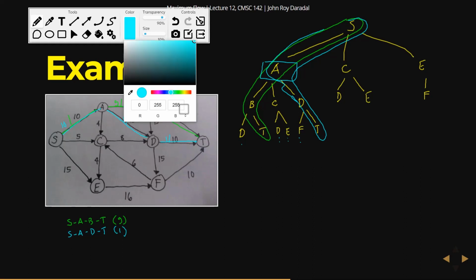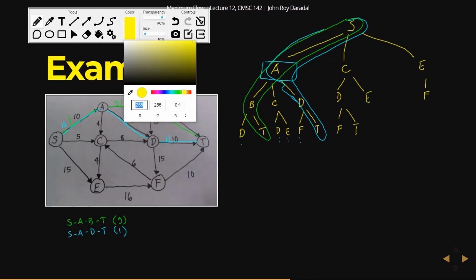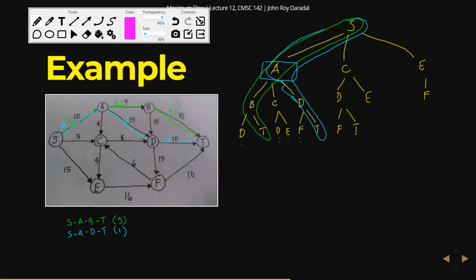Okay, so let's go back to yellow. So from D, you can get to F or T. And then we found another T here. So let me use another color. Okay, so SCDT. Right, so this is our third path that we found. SCDT here. How much can we send along that path? So that is this one, SCDT.